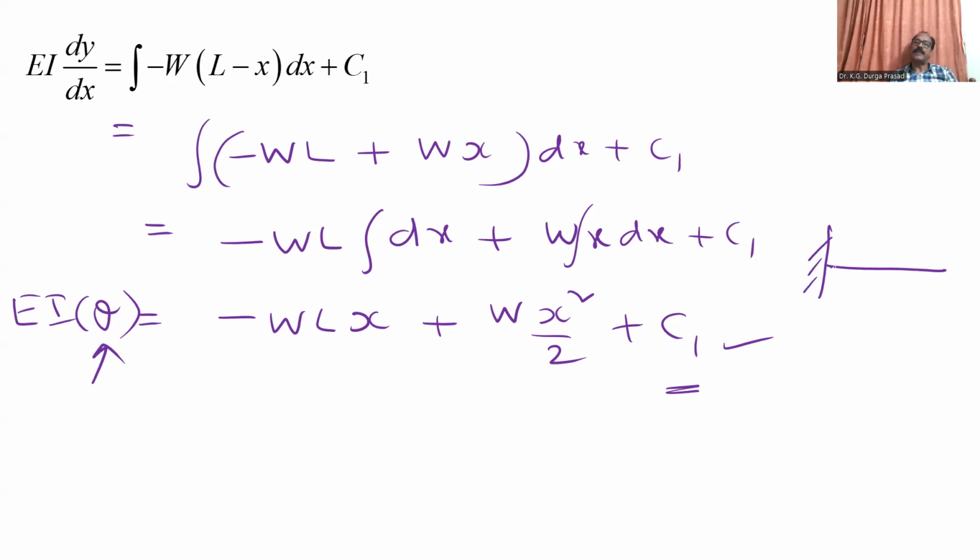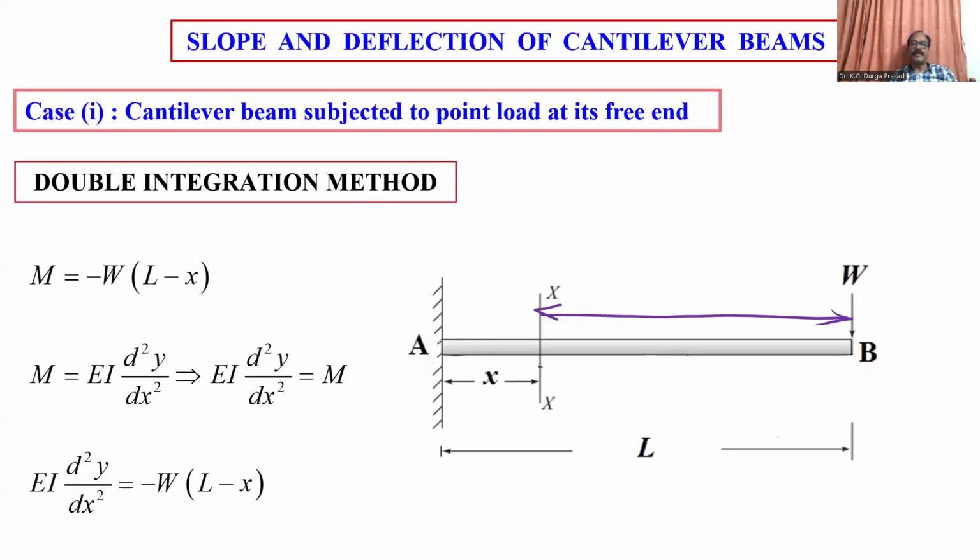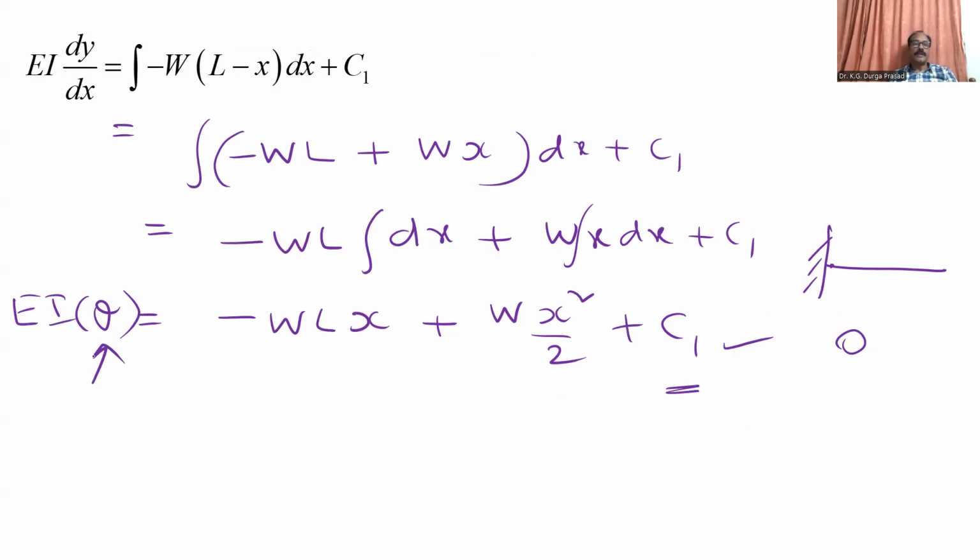a cantilever beam at the fixed end, what is the slope? 0. So at the fixed end, once again, it is a fixed end. When x equal to 0, you approach the fixed end. When x equal to L, you approach the free end, right? So at the fixed end, that means x equal to 0, you are getting theta A equal to 0.